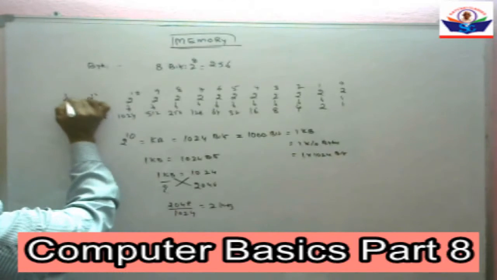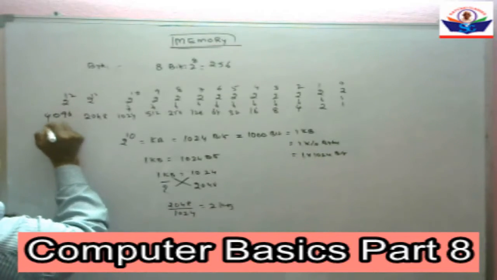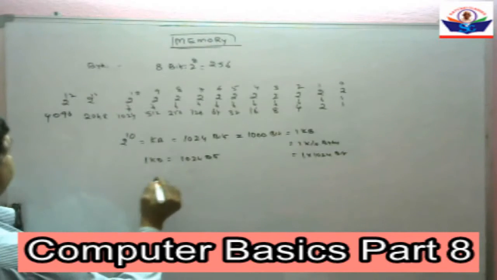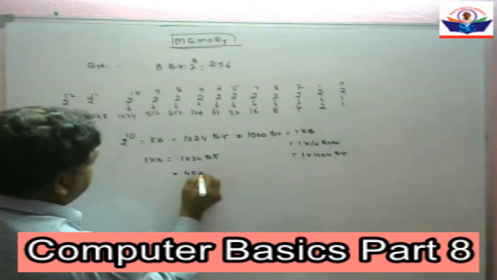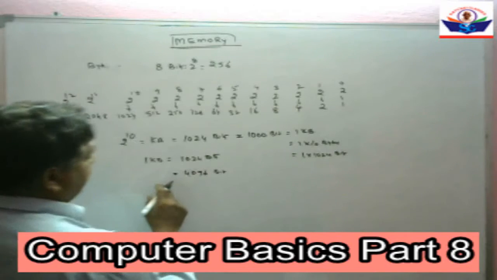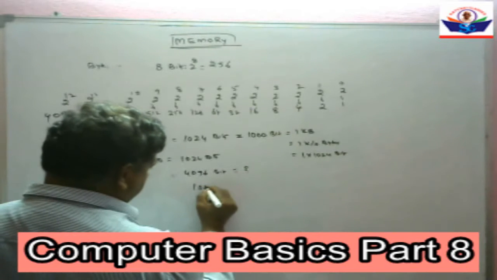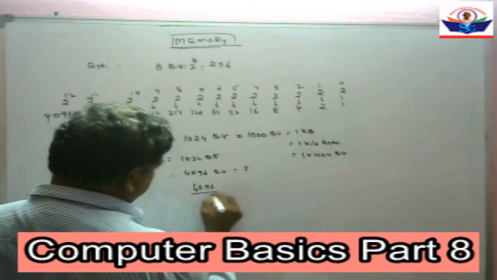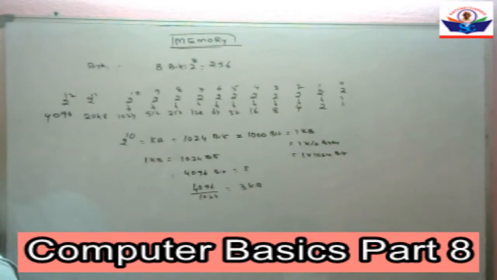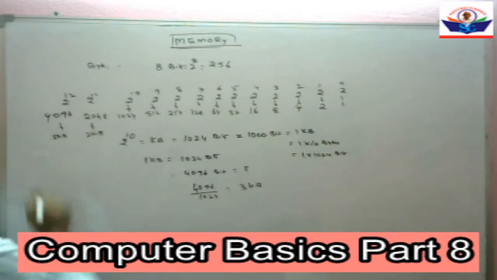Now, 2 to the power of 12 is 4096. Observe here, 1 KB is equal to 1024. How many KBs are there in 4096? 4096 divided by 1024 gives 4 KB.